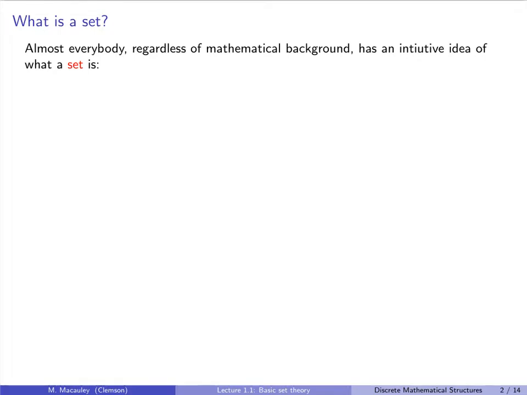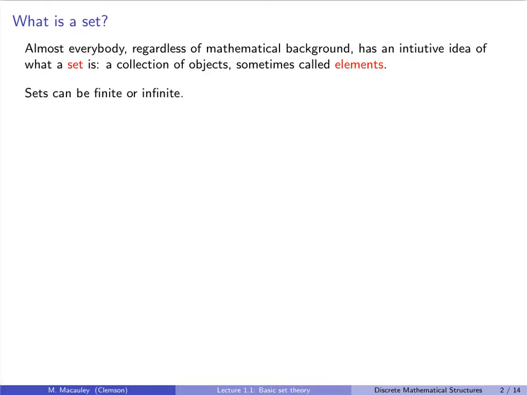Now, almost everybody, regardless of mathematical background, has an intuitive idea of what a set is. It's a collection of objects, sometimes called elements. Sets, of course, can be finite, or they can be infinite. We can talk about the set of all people, which is a finite set, or the set of all numbers, which is going to be infinite.